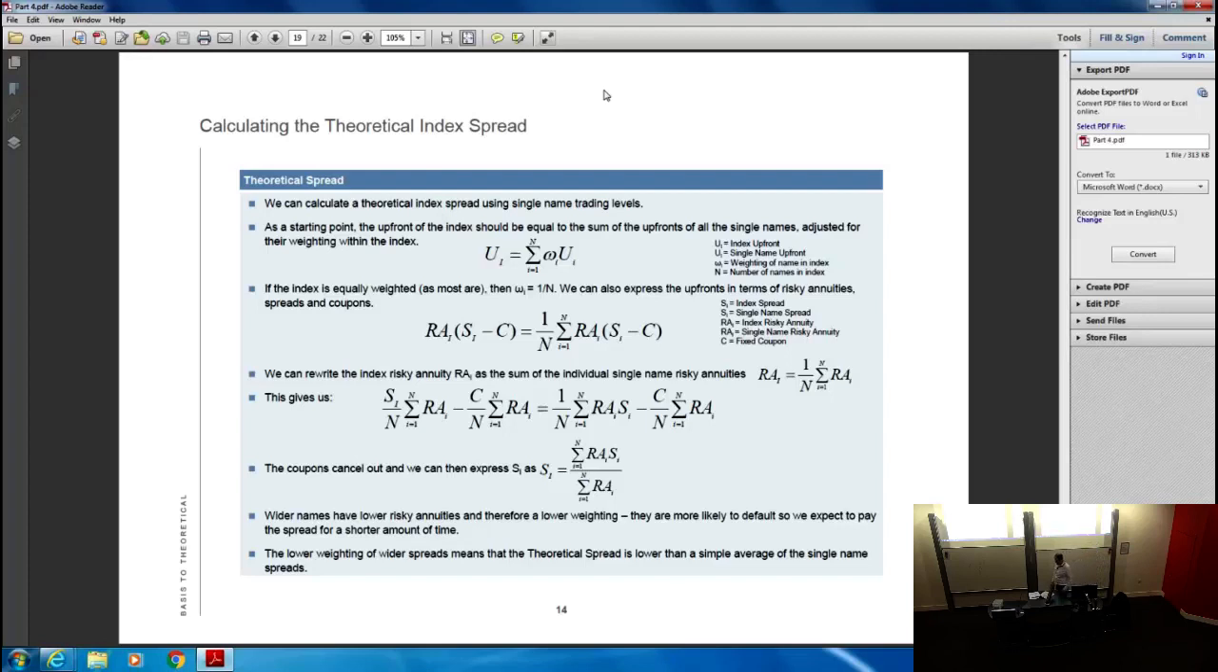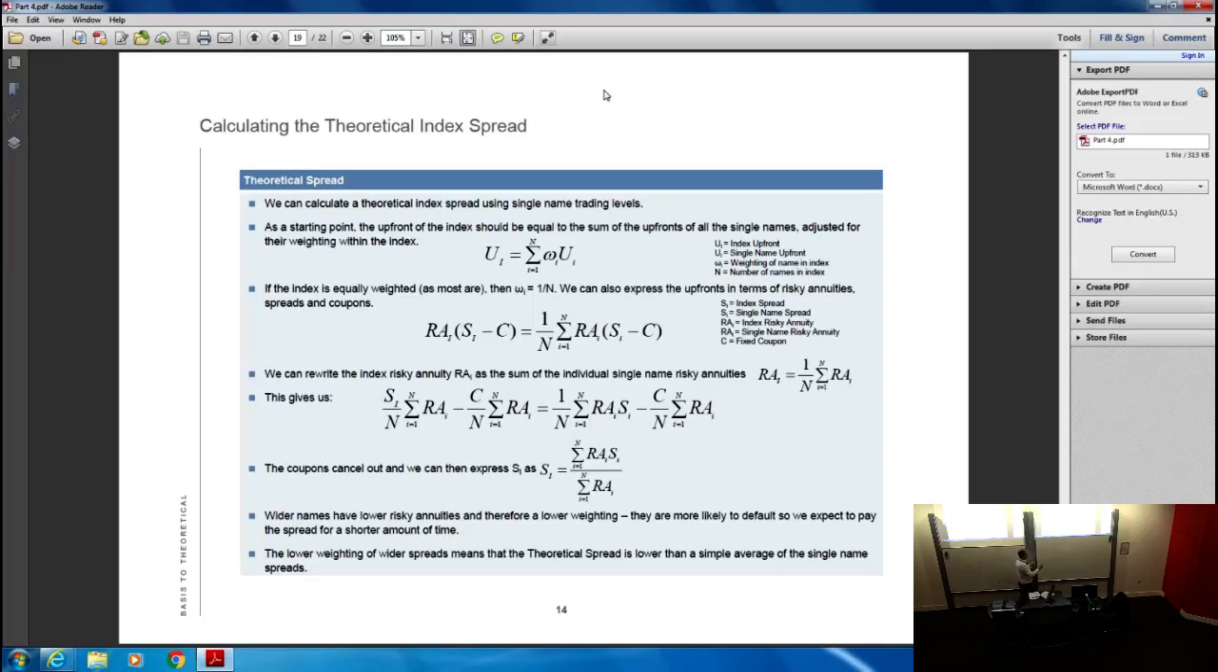So the first thing we're basically going to say is, what is the cost of buying protection on 125 single name CDS contracts? The cost of buying protection is basically going to be the upfront of the index. And the upfront of the index is going to be equal to some sum of the individual names that we buy protection on.